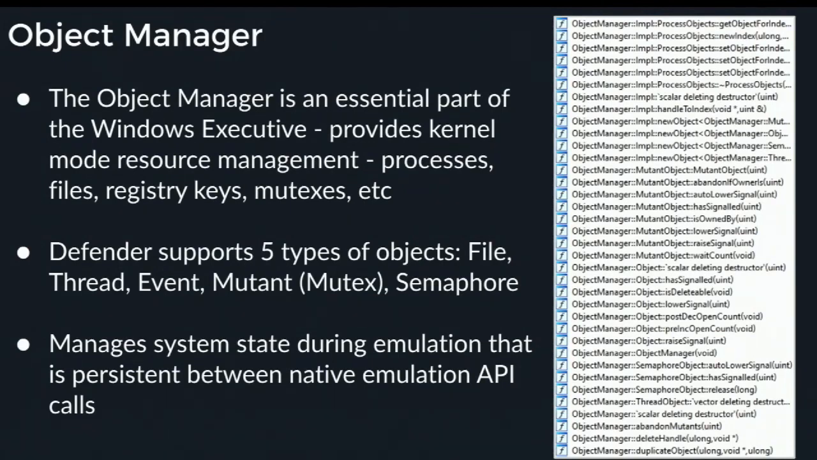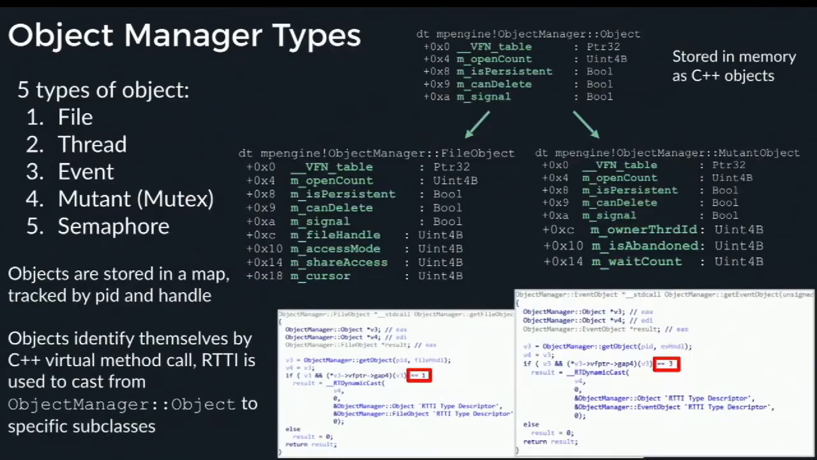Defender supports 5 types of objects, which I've shown here: file, thread, event, mutex, and semaphore. And inside mpengine.dll, there is a virtual object manager to provide a software-bound emulation of this traditional Windows kernel facility. This is done here in mpengine.dll for malware being emulated inside the emulator.